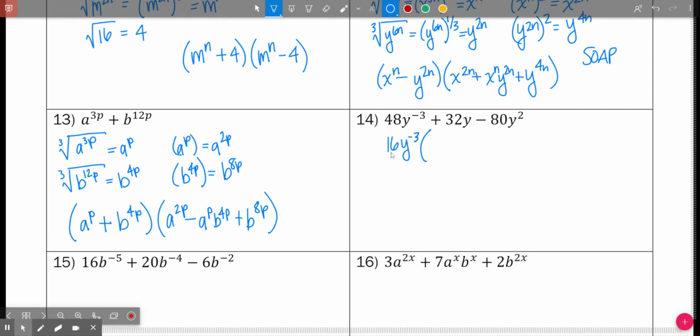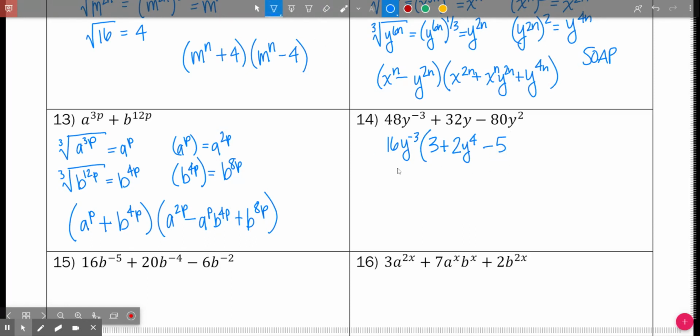So I have 48 divided by 16 is 3. Y to the negative third divided by y to the negative third is 1. 32 divided by 16 is 2. Y to the first over y to the negative third, that's 1 minus negative 3. So it's y to the fourth. Minus 80 divided by 16 is 5.